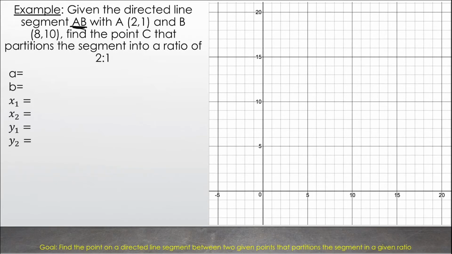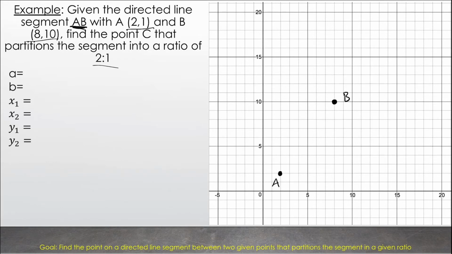Let's graph this point. So 2, 1. So there's A. B is 8, 10. Let's see, 8, 5, 6, 7, 8. There's B. So I know I'm starting at A. That's important. We know 2, 1, 8, 10, and 2 to 1.